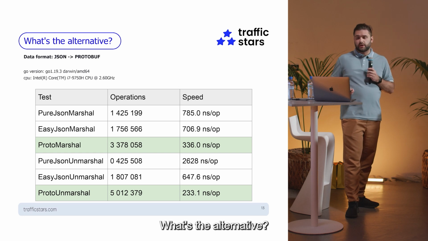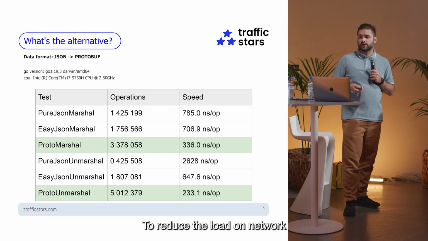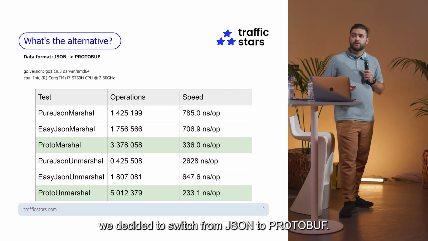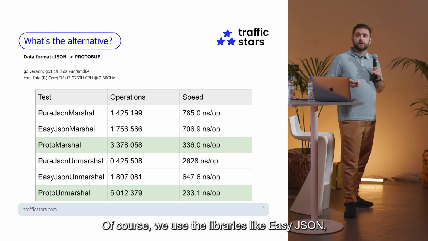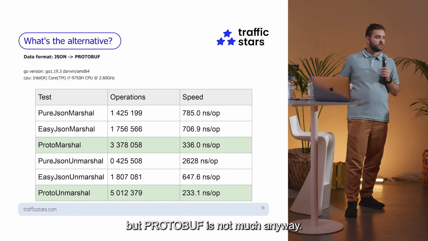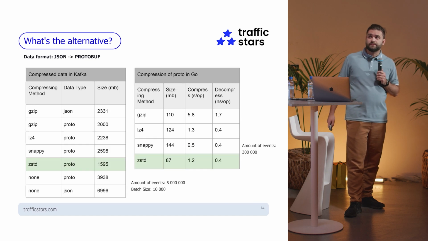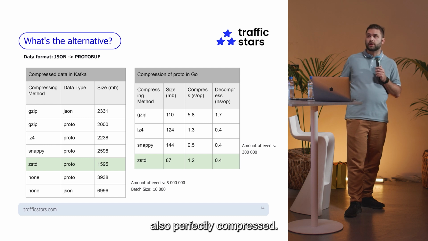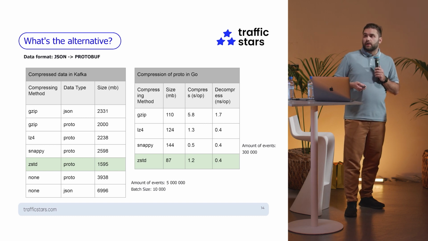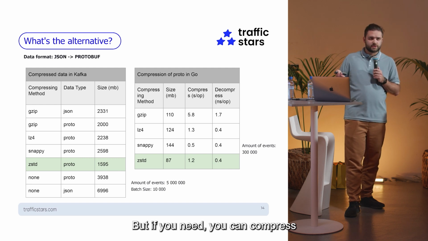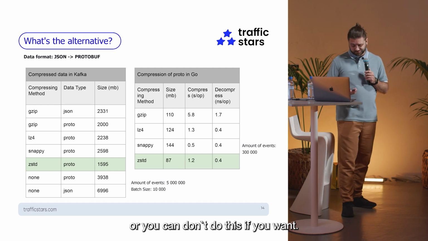What's the alternative? To reduce the load on the network between data centers and increase the speed of serializing data, we decided to switch from JSON to Protobuf. Of course, we use libraries like EasyJSON, but Protobuf is faster anyway. Moreover, the events in Protobuf format are also perfectly compressed. If you need, you can compress, but you don't have to if you don't want to.